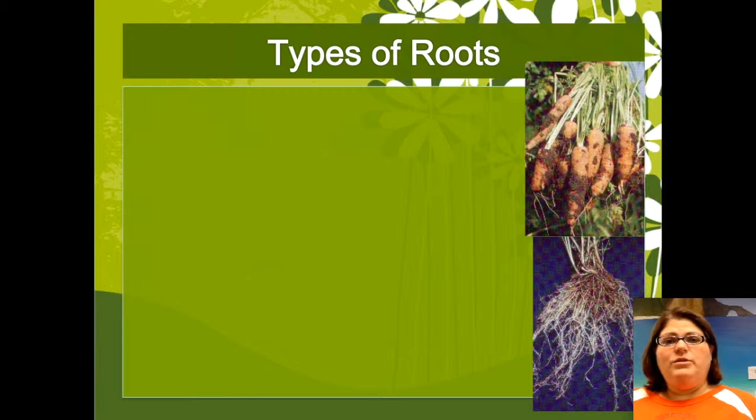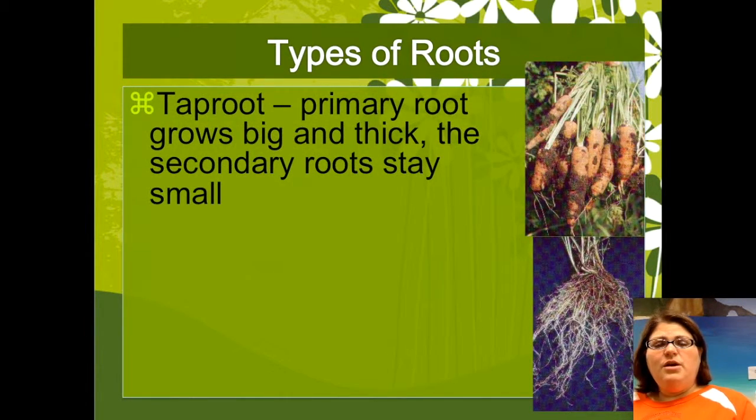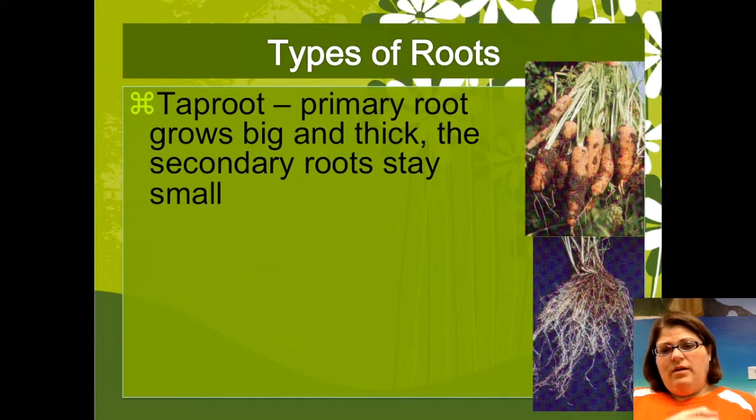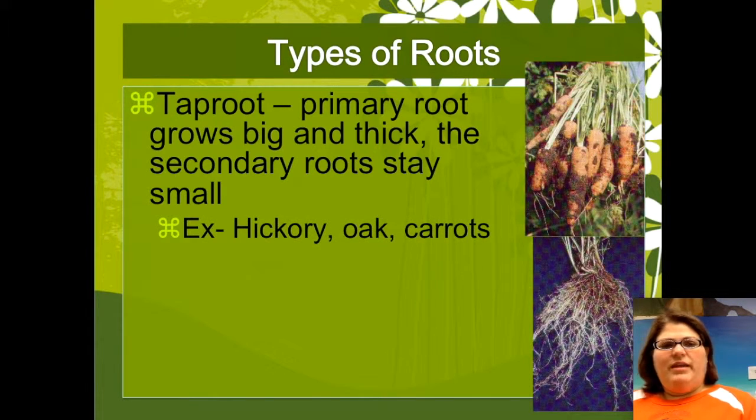Finally, let's compare the two different kinds of roots we see in angiosperms. So in angiosperms, we have taproots. Taproot would be like a carrot, where there's one very big root that would go down and stay fairly thick, and the secondary roots would be fairly minimal. We would find that in hickory and oak and carrots.